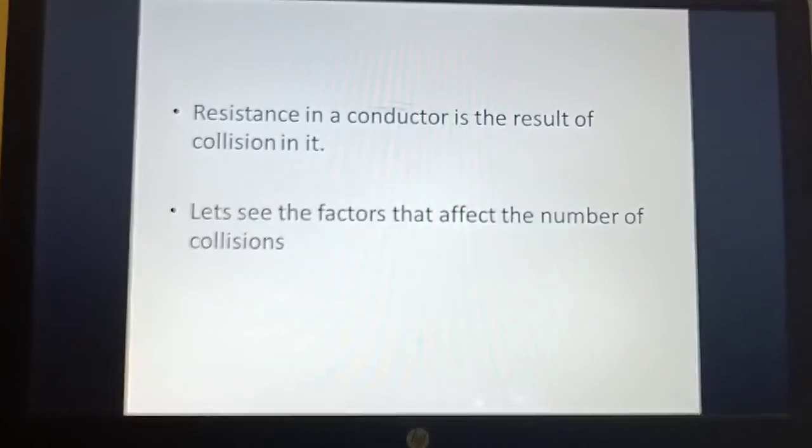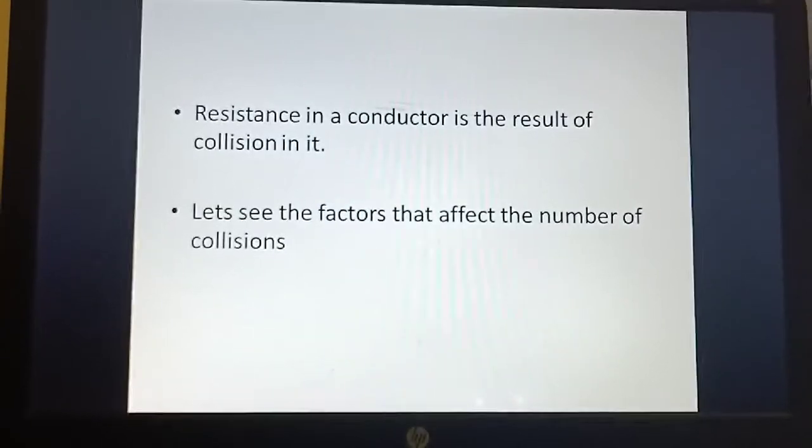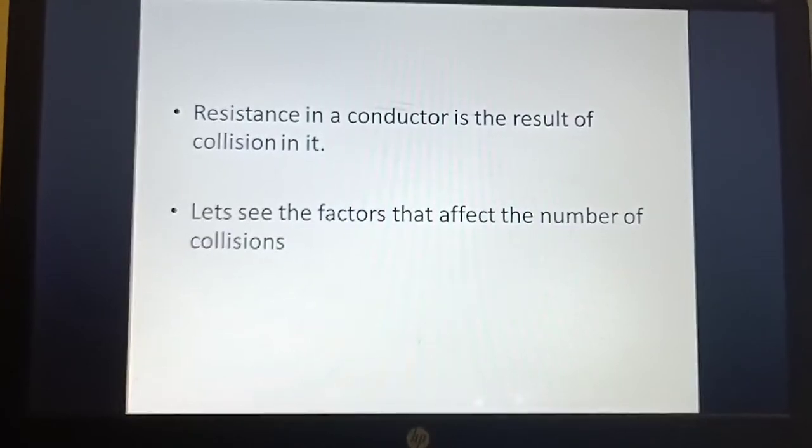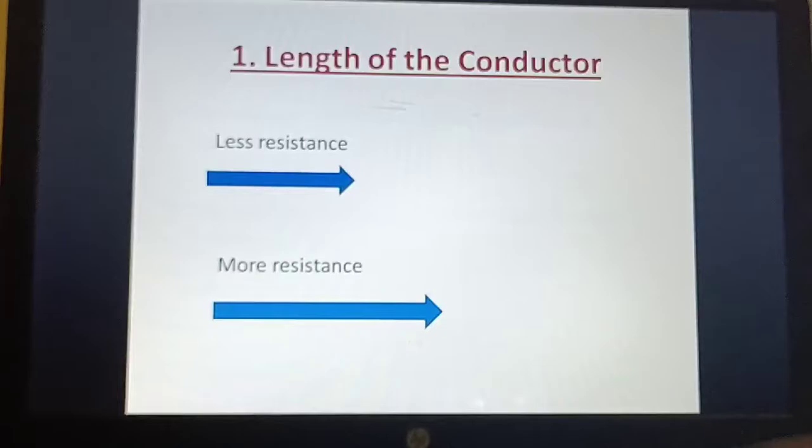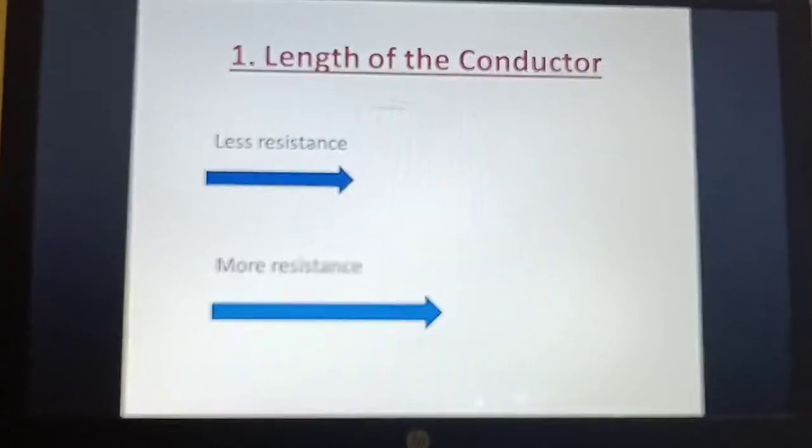So how can I change the resistance? That is nothing but by changing the factors affecting it, by changing the number of collisions in it. So the first factor is the length of the conductor.